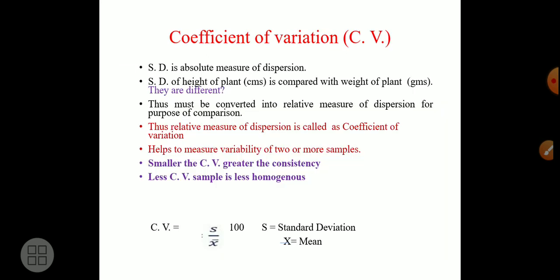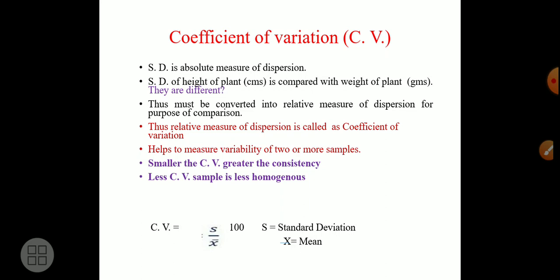Now another measure of dispersion we have to study, that is the coefficient of variation, CV. Standard deviation is an absolute measure of dispersion. The standard deviation of the height of a plant cannot be directly compared with the weight of the plant; they are different. Thus, it must be converted into a relative measure of dispersion for the purpose of comparison. This relative measure of dispersion is called the coefficient of variation.